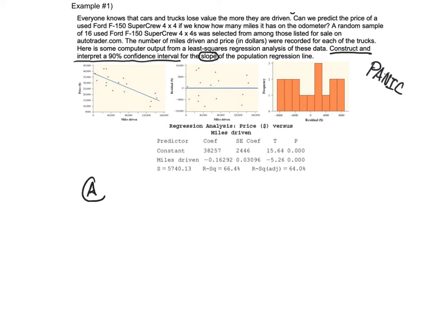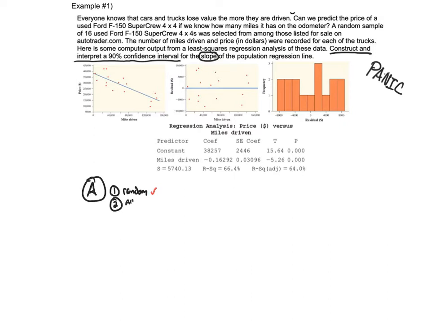So assumptions. There are 5 assumptions that need to happen, right? We want to think about each of those. I'm going to start backwards on this. I'm going to say random. So, is it random? A random sample. I see that up there, random. Check.